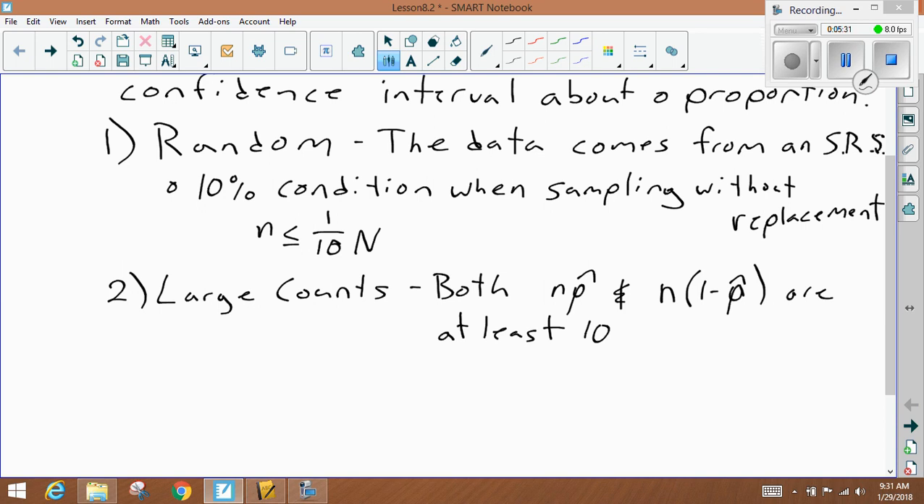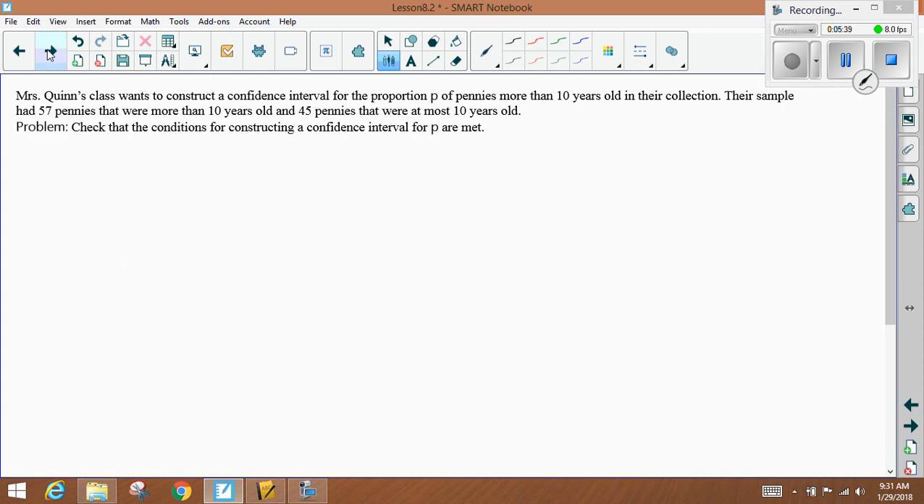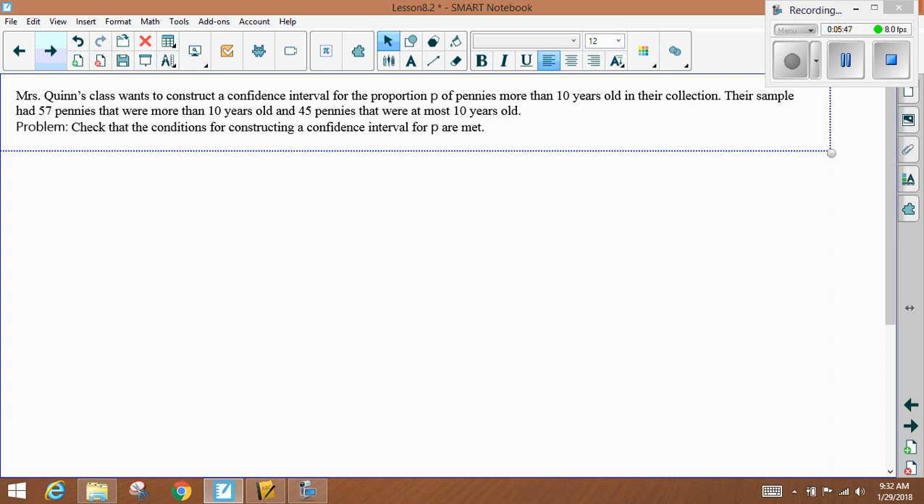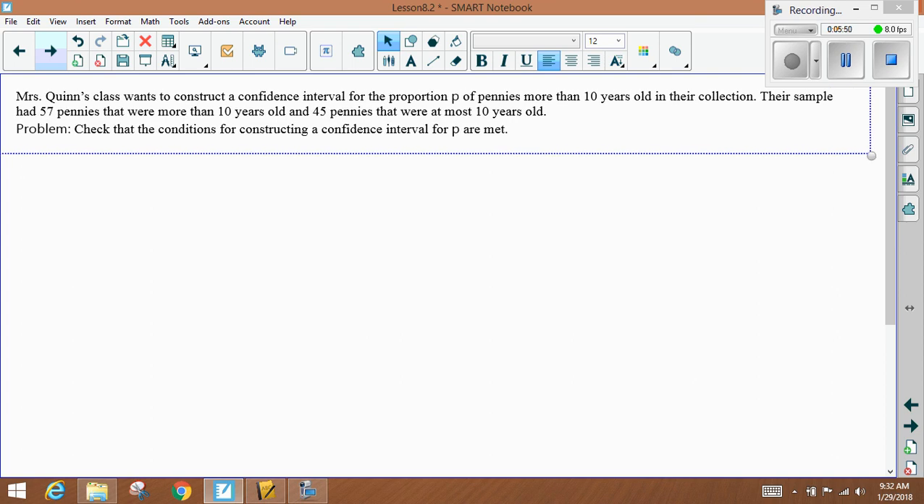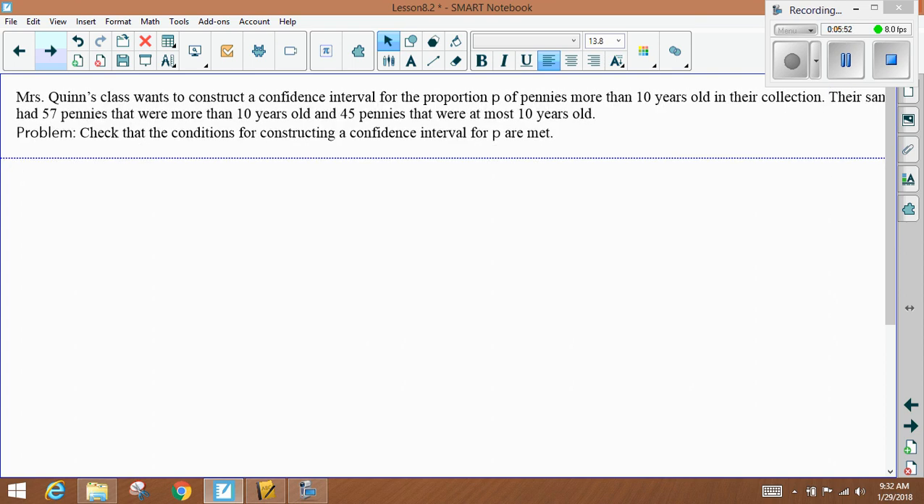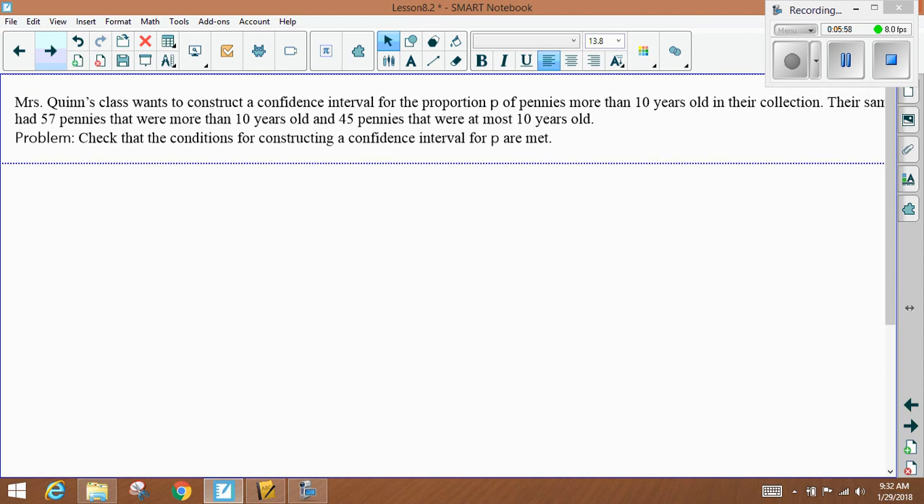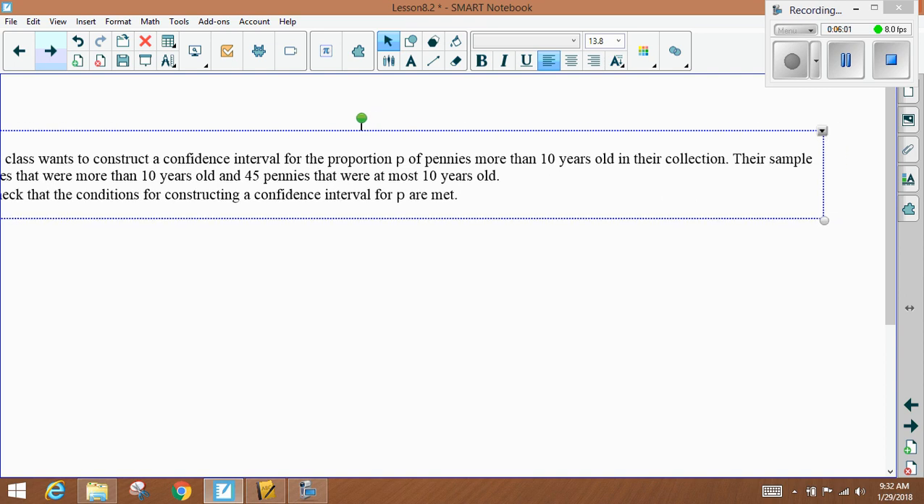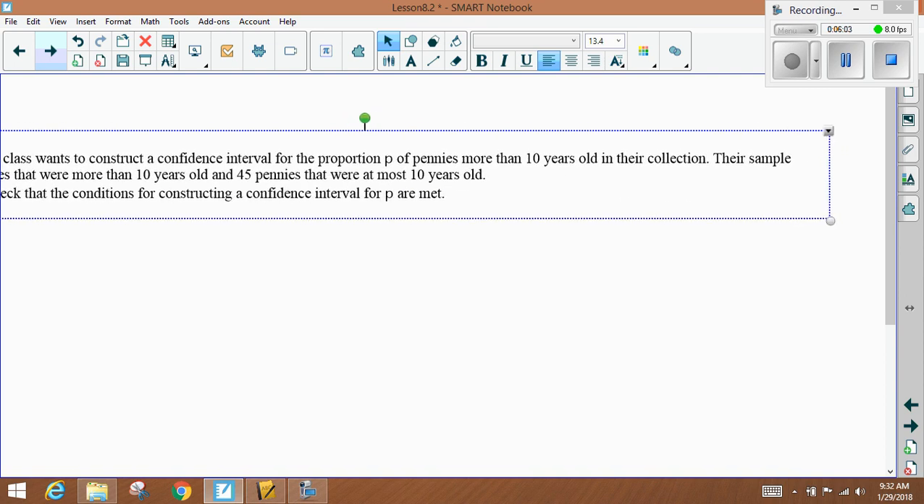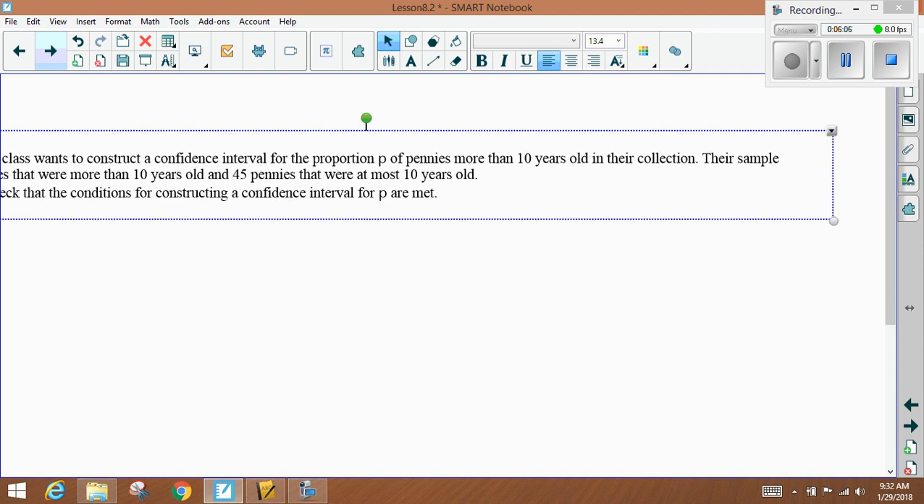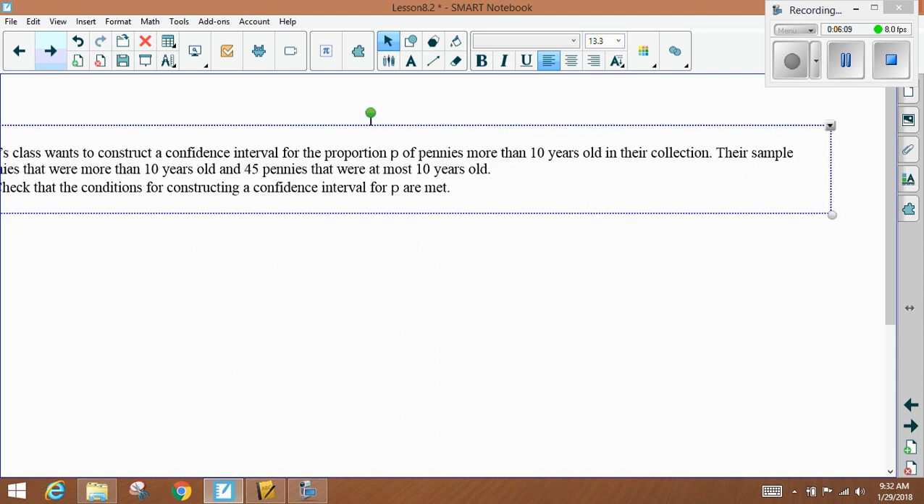Now that we know those things, we can go ahead and try some. All right. Wow, this needs to be a little larger. Those are the 2 conditions that need to be met. That didn't work out for me. You violate your rules.